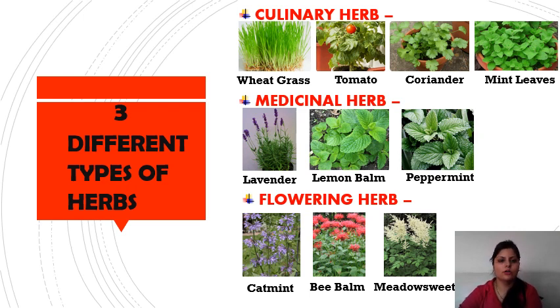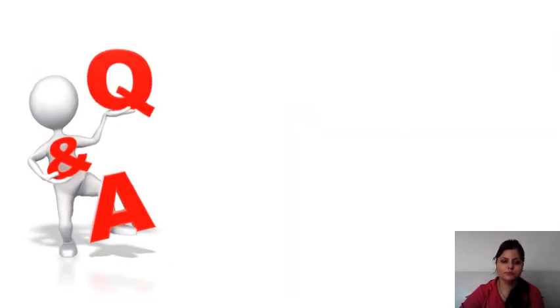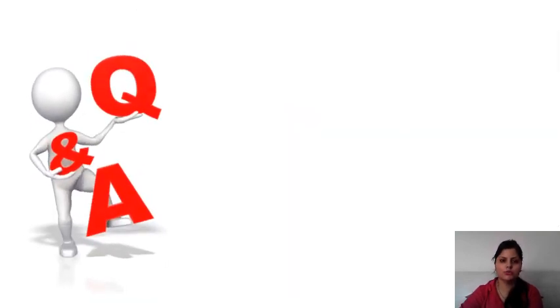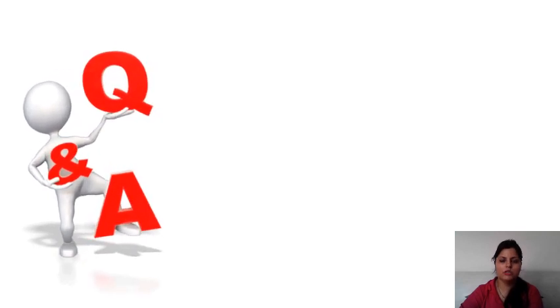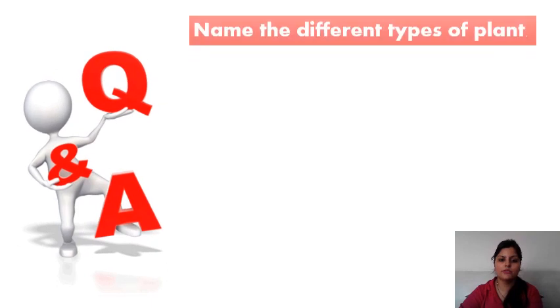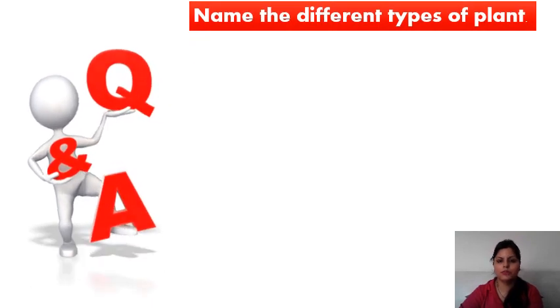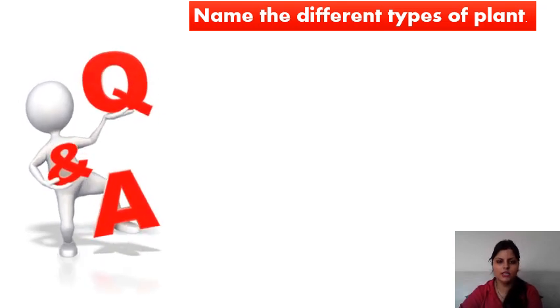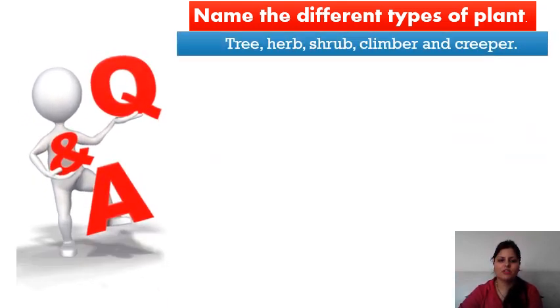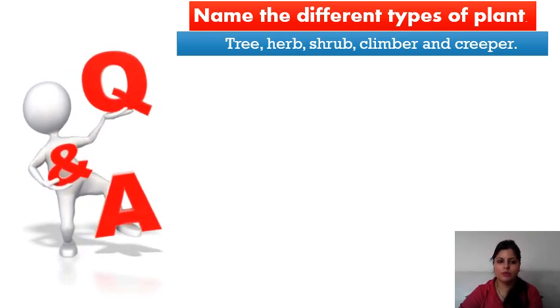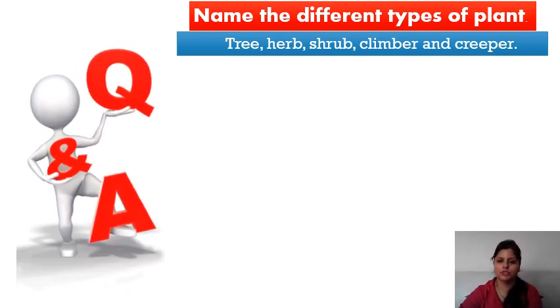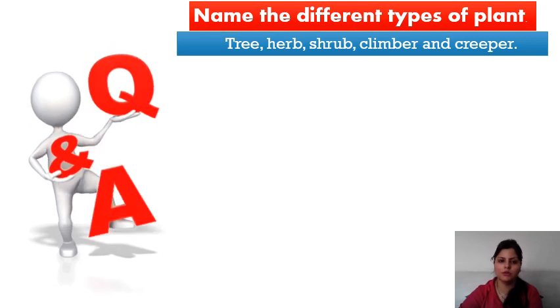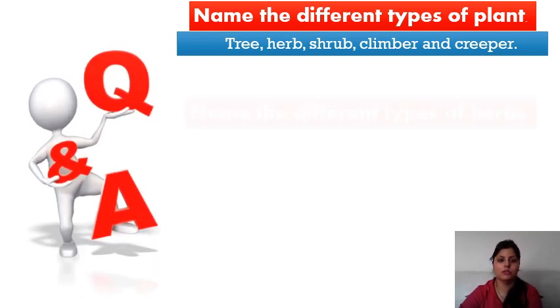So we are done for today's explanation part. Let us see some questions and answers related to the explanation given. It will be based on the explanation given. Let us see the first question. Name the different types of plants. It is very easy, right? You know now. The 5 different types of plants are trees, herbs, shrubs, climber and creeper. Extremely easy question.